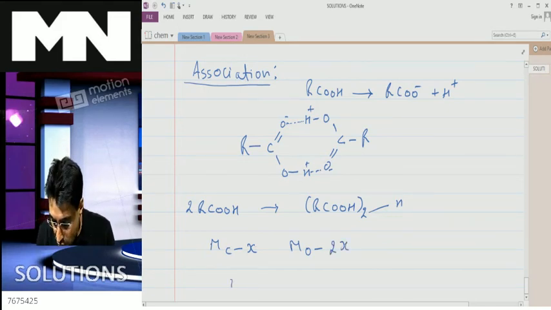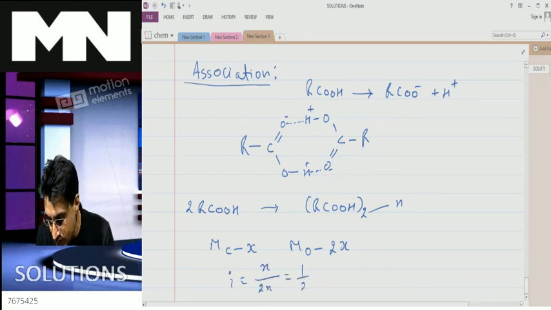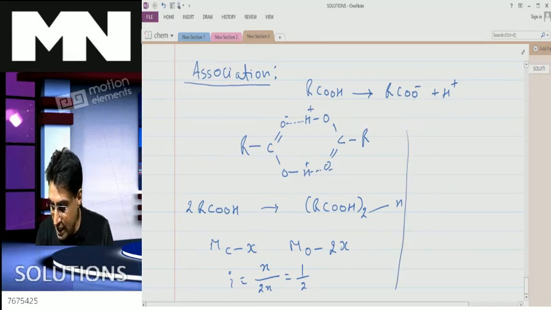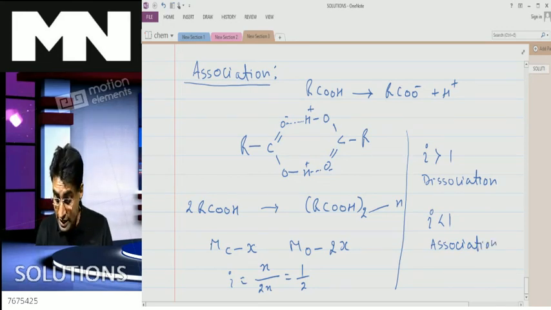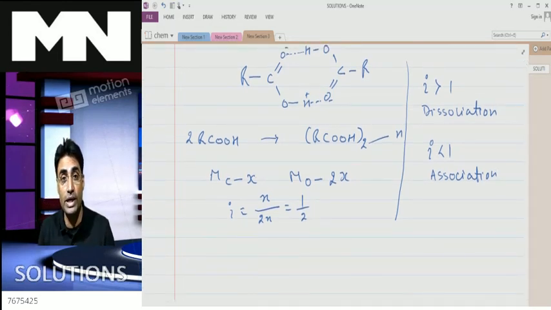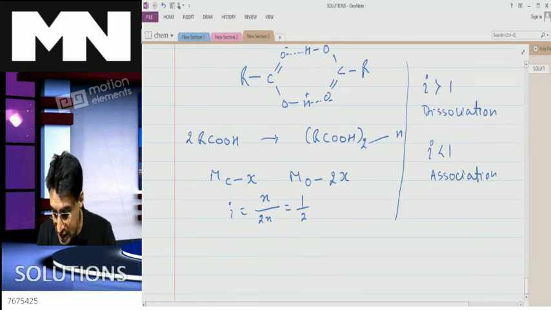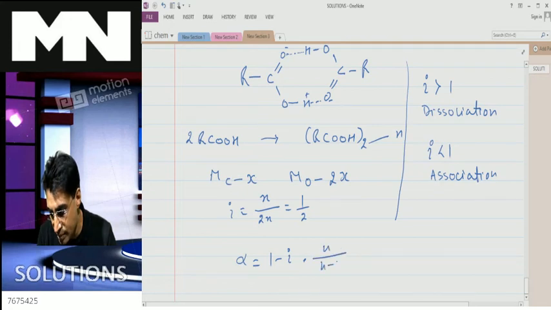In that case, the Van 't Hoff's factor will be x upon 2x, that is 1 by 2. So from here it is clear that Van 't Hoff's factor is more than 1 in dissociation and Van 't Hoff's factor is lesser than 1 in association. In association it decreases. By using this Van 't Hoff factor we can calculate the degree of association. That is alpha is equal to (1 minus i) into n upon (n minus 1).